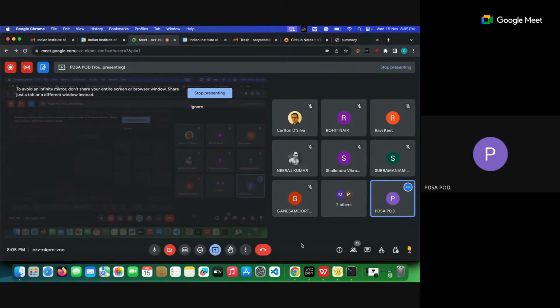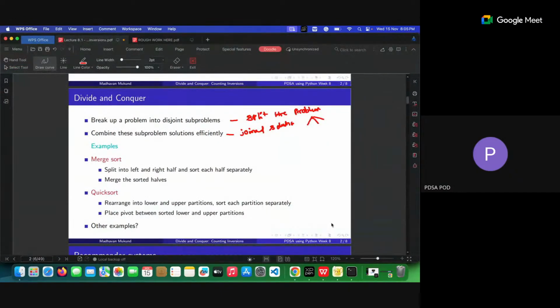Yes, it is splitting the problems into smaller problems. Whatever the subproblems are solved, the solutions are joined. We already did two kinds of problems using the same technique: MergeSort and QuickSort. Both of them divide a problem into subproblems, but here the difference is simple.